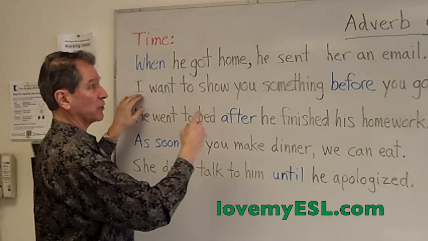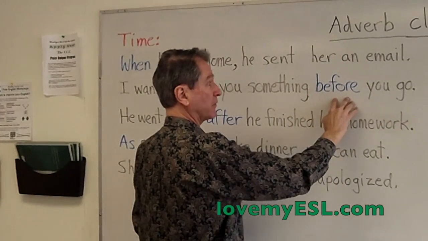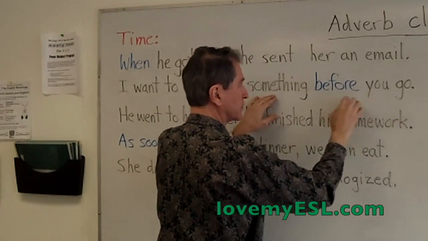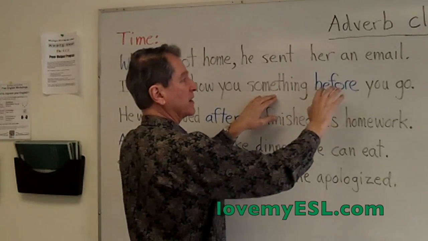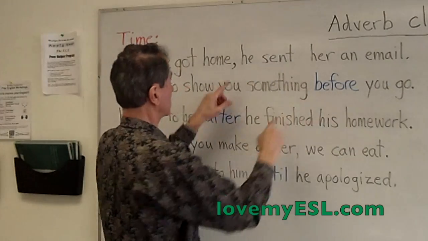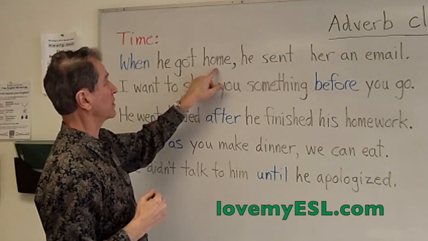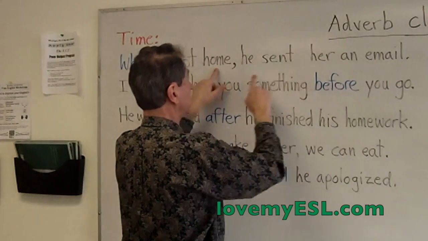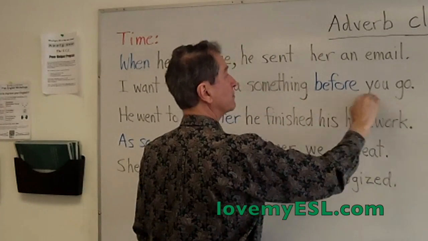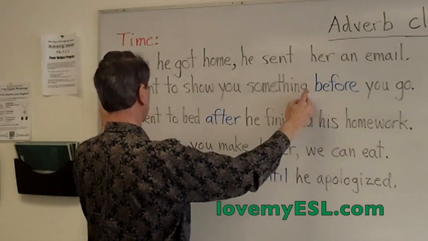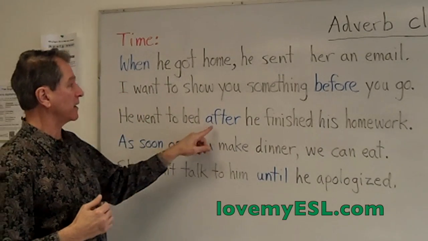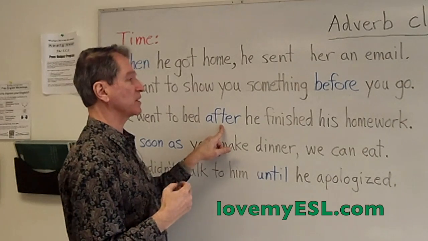Second example: I want to show you something before you go. This time my adverb clause, the time, is "before you go." This tells you when I'm going to show you something. This time the adverb clause is at the end of the sentence, and you'll notice something different between the first sentence and the second sentence. In the first sentence, when my adverb clause was first and my independent clause was second, I need to have a comma after the adverb clause. But when the adverb clause is last, "before you go," I do not need a comma between the independent clause and the adverb clause.